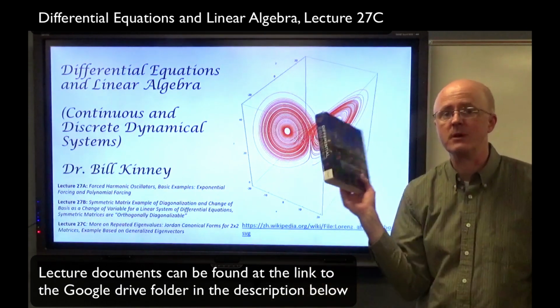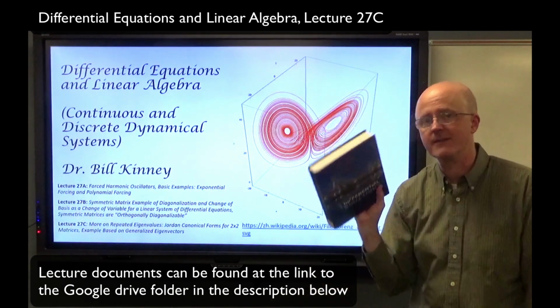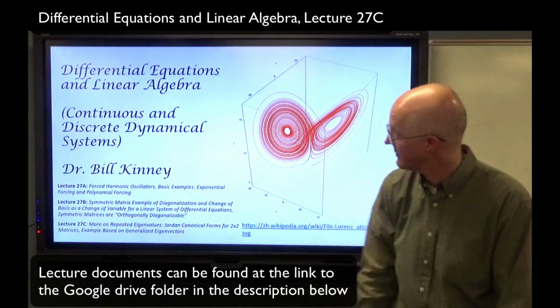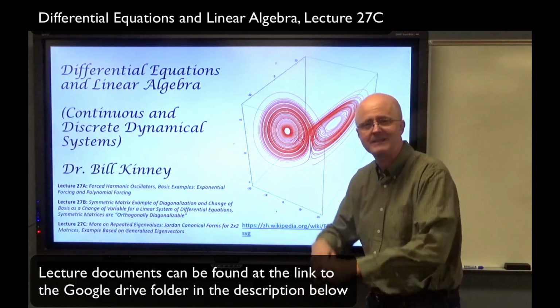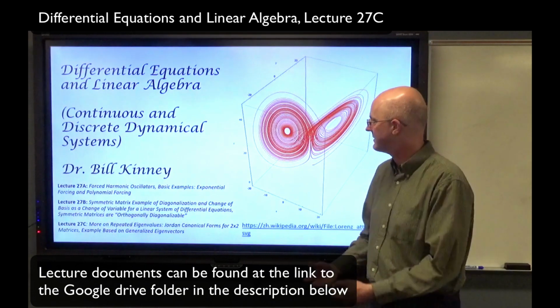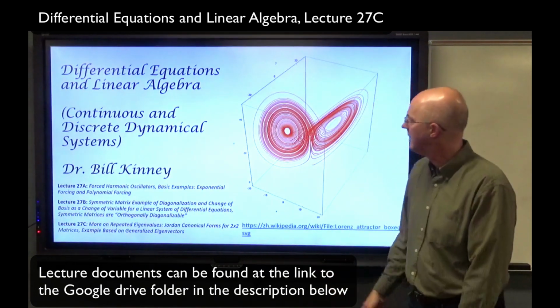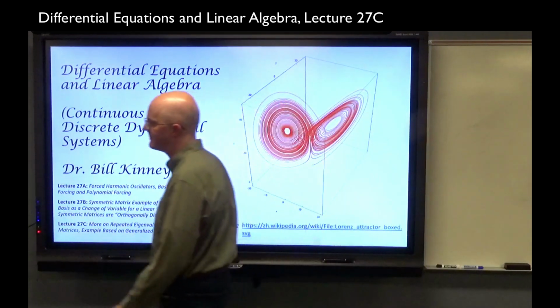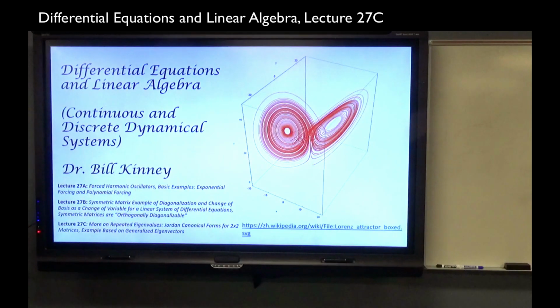For my students in our book by Blanchard, Devaney, and Hall, it corresponds to the content about repeated eigenvalues that you'll find in section 3.5, but it's not the exact same approach. It is a different approach. It's good to compare the two. We're going to look at an example based on a new concept called generalized eigenvectors.